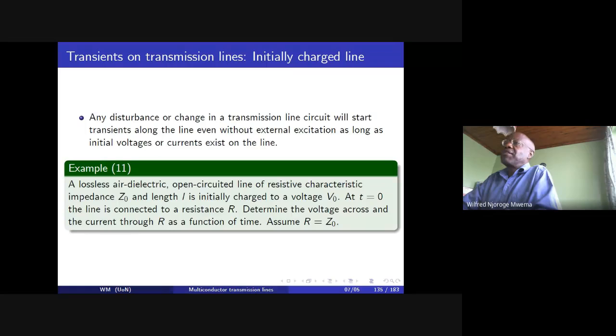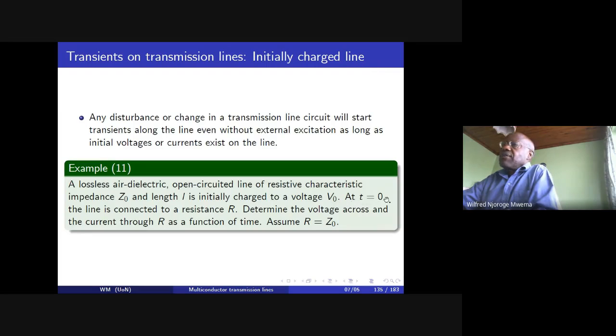So, any disturbance or change in a transmission line circuit will always start transients along the line, even when there are no external excitations, as long as the initial voltages and currents exist on that line. An example here is a lossless air line, or air dielectric open circuited line, of resistive characteristic impedance Z0 and length L, initially charged to a voltage V0.